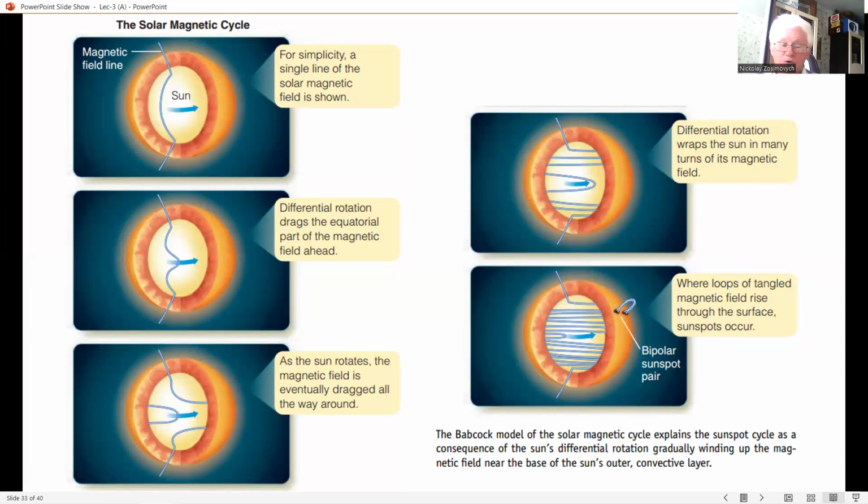And differential rotation wraps this field around the sun like a long string caught on a cupcake. Rising and sinking gas currents twist the field into rope-like tubes, which tend to float upward. The model predicts that sunspot pairs occur where these magnetic tubes burst through the sun's surface, as you can see in this slide.